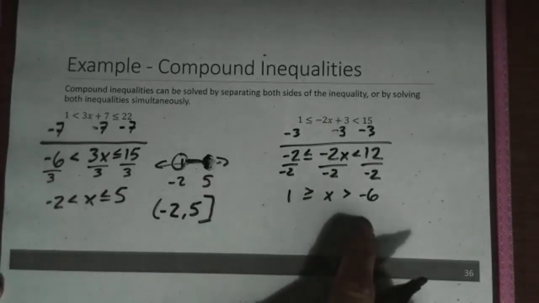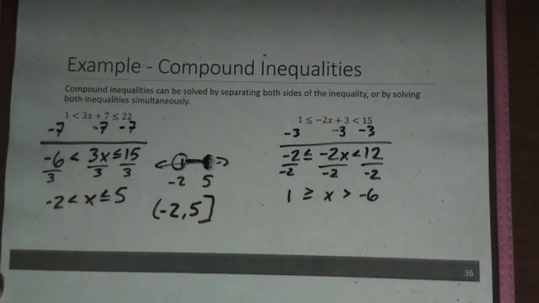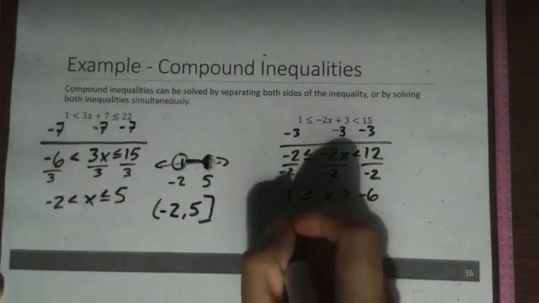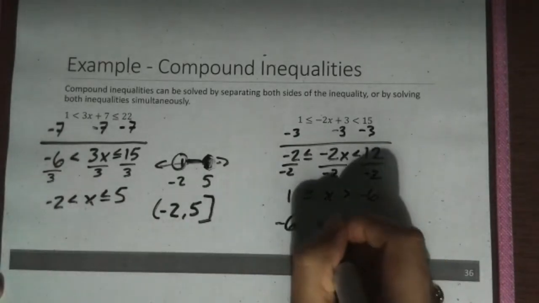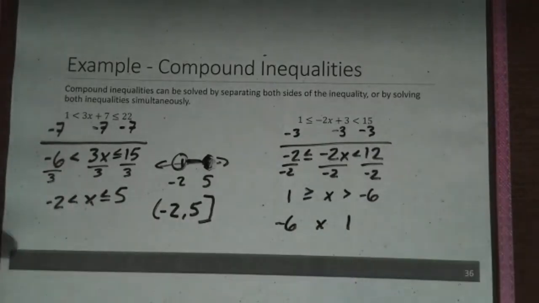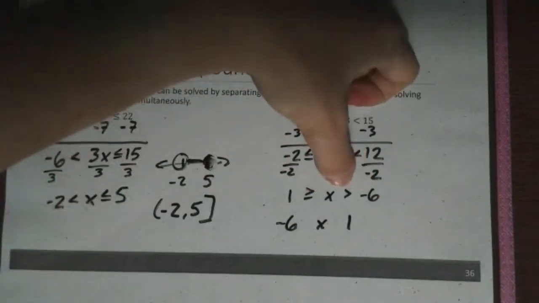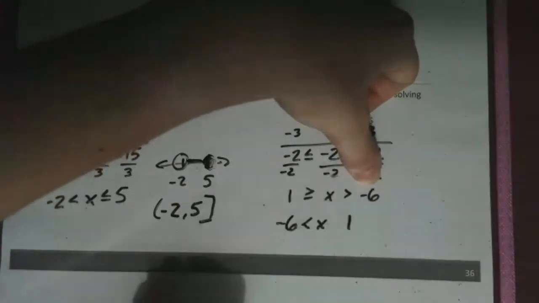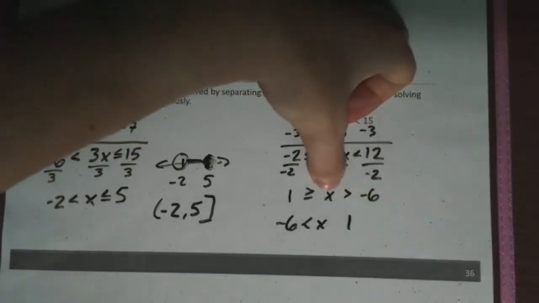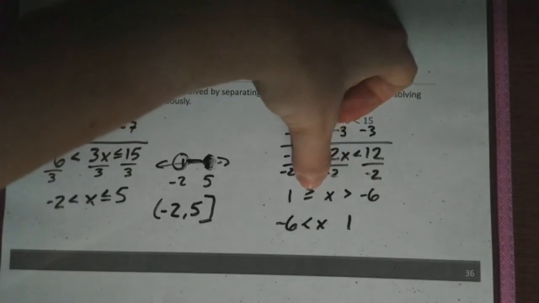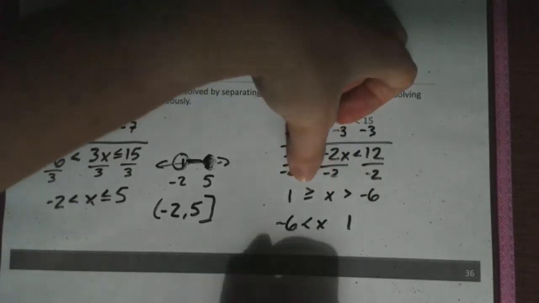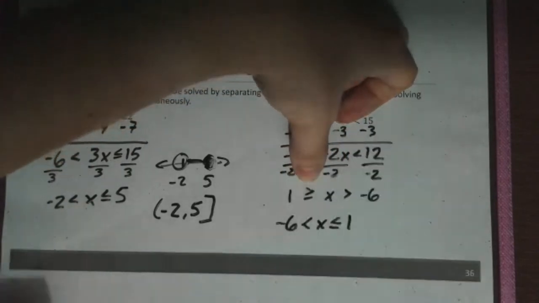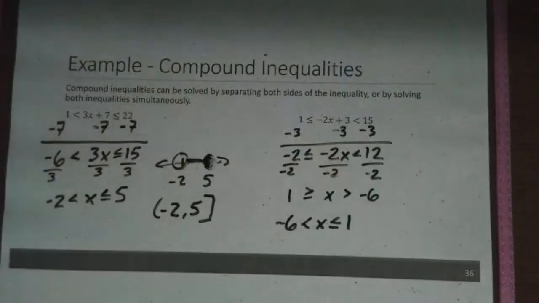But we don't like working in this order. We like to work from smallest to largest. So -6 is the smallest, then x, then 1. And if we're working backwards, -6 is smaller than x. x is bigger than -6. So I need to make sure that I put my signs the right way. x is smaller than or equal to 1, or 1 is greater than or equal to x. So this is going to be -6 is less than x is less than or equal to 1.